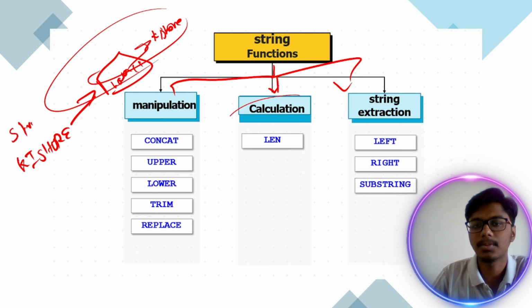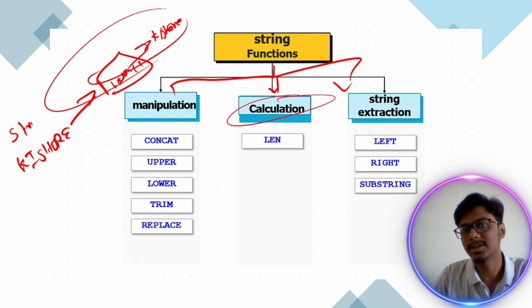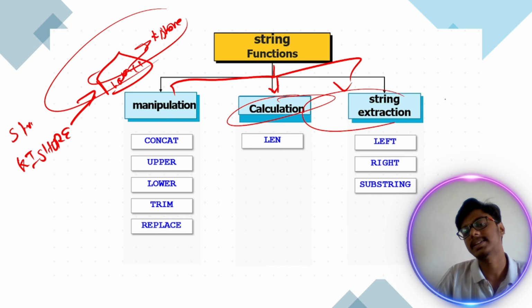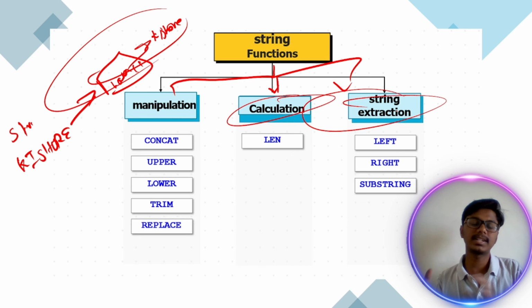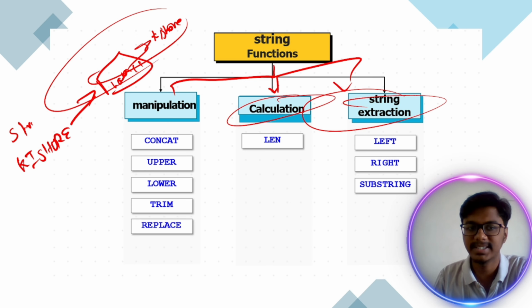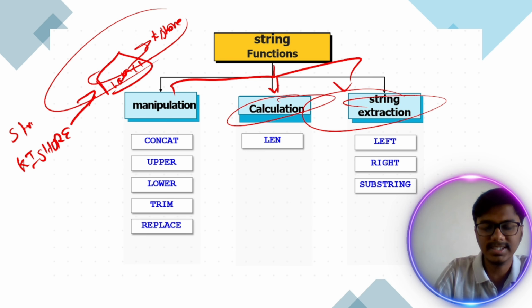Calculation is about calculating some numerical values. The output is a numerical value. So I'm done with calculation. The third type is a major part. We are going to extract some content from the string, right? That's what string extraction is about. So let's discuss it.